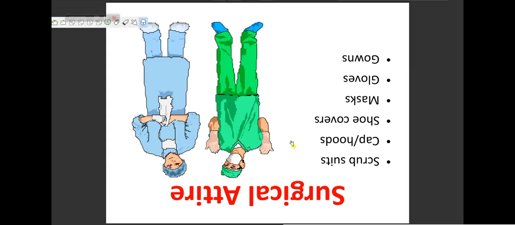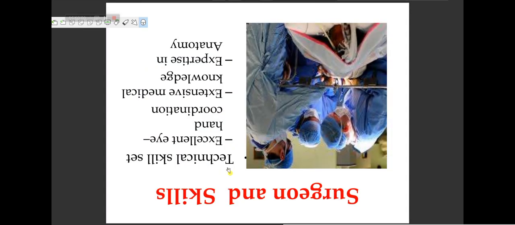So there are scrub suits, cap hoods, which you can see here, and shoe covers, so that if any infection is there in the shoes, it will be away from the operation theater. And masks, gloves, and gowns will be there, right? So these are the surgical attires.